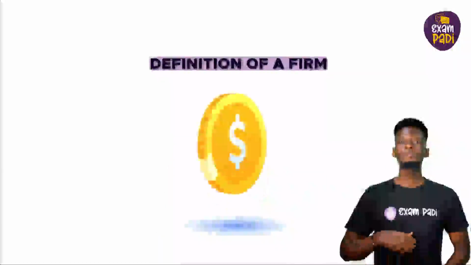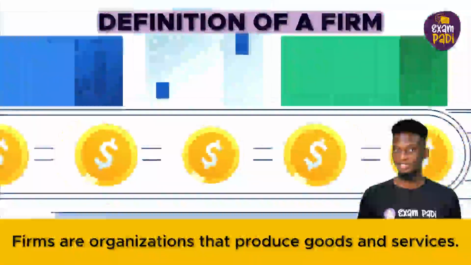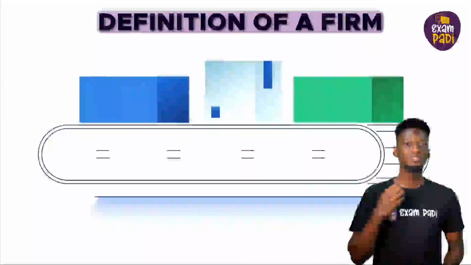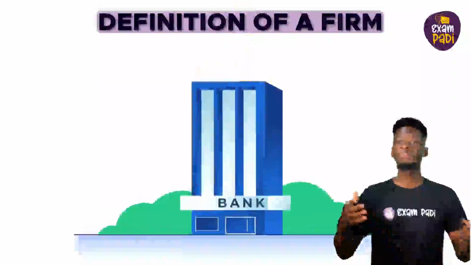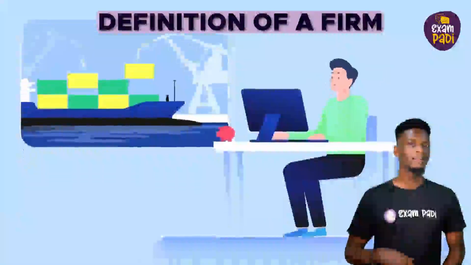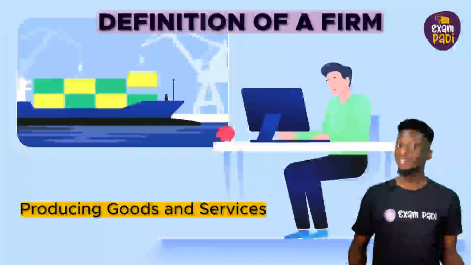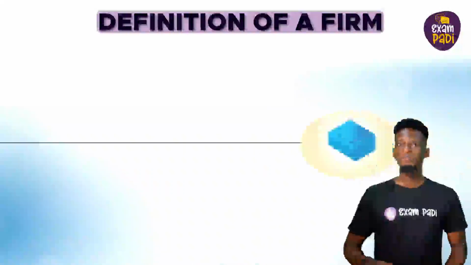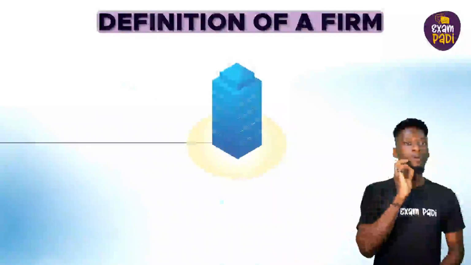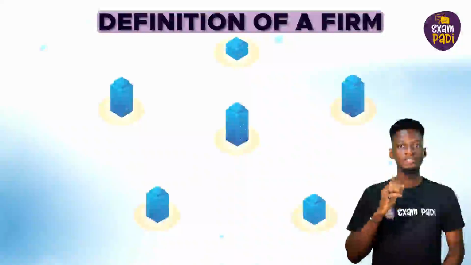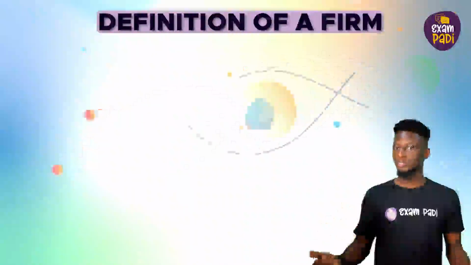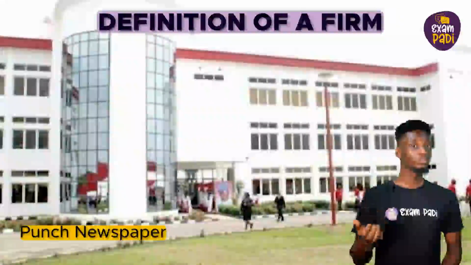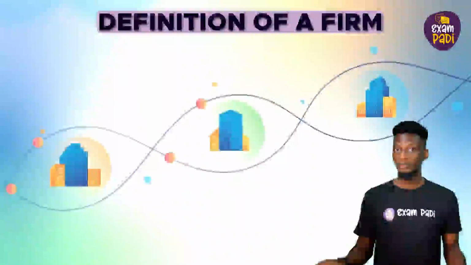In economics, firms are organizations that produce goods and services. They are typically owned and operated by individuals or groups of people and are motivated by the desire to make a profit. They play a crucial role in the functioning of market economies by allocating resources, producing goods and services, and providing employment opportunities. Therefore, firms are of different sizes, ranging from one-man businesses with limited capital to joint stock companies with vast amounts of capital. Examples are UAC Nigeria Limited, Toyota, Punch Newspaper, God is Good Motors, and so on.